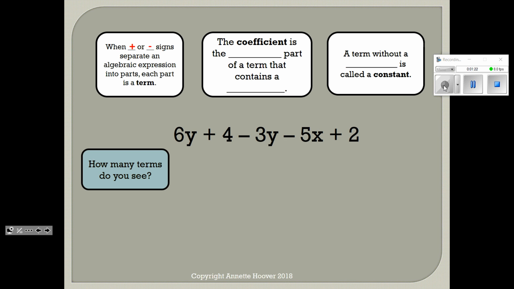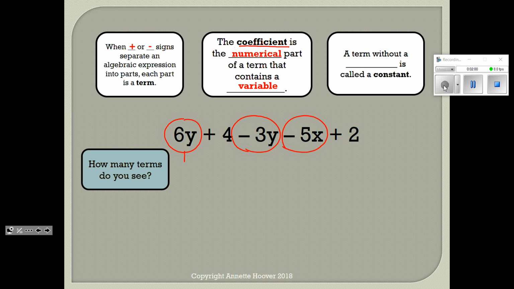Next, we have a word called the coefficient. A coefficient is the numerical part of a term that contains a variable. So first you have to be able to locate the terms, which we just did. Of the 5 terms that we just located, which ones have variables? Well, 6y has a variable, a negative 3y has a variable, and negative 5x has a variable. In these 3 terms, the number that's leading the way, the numerical part, is called the coefficient.